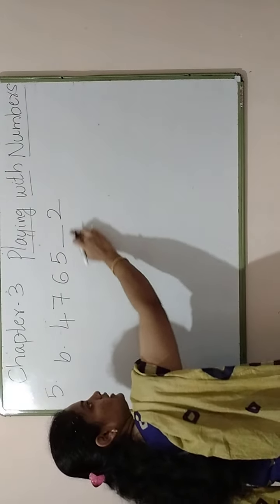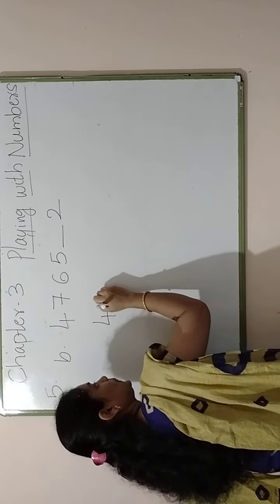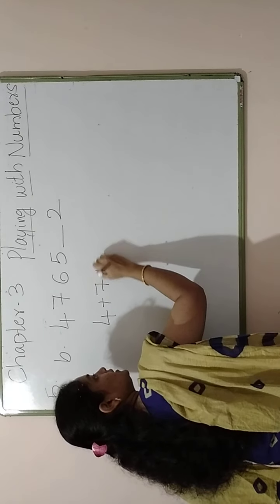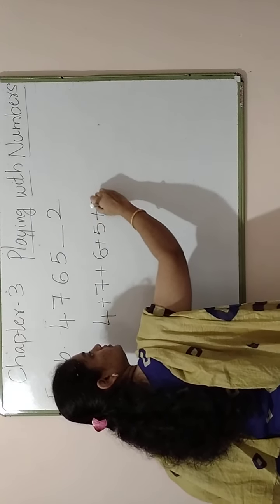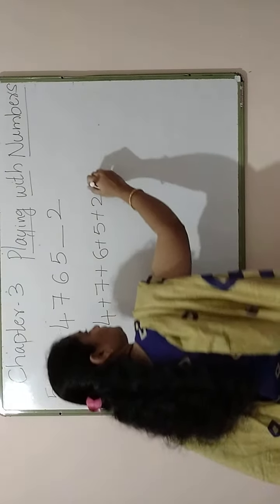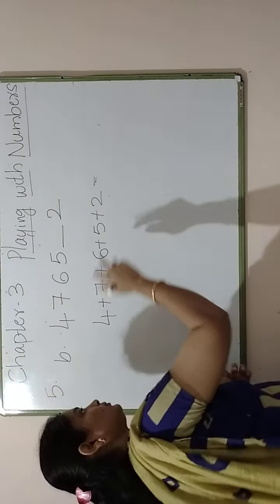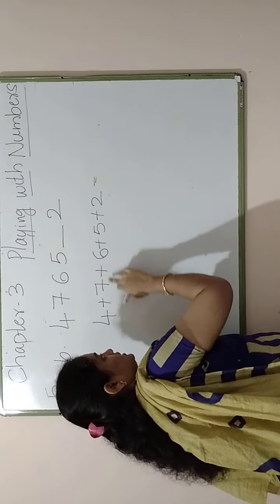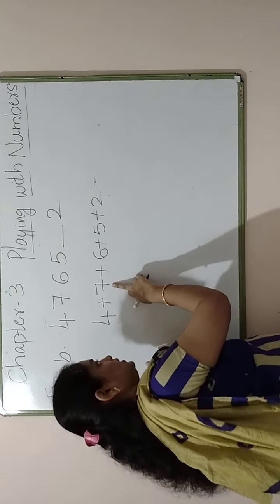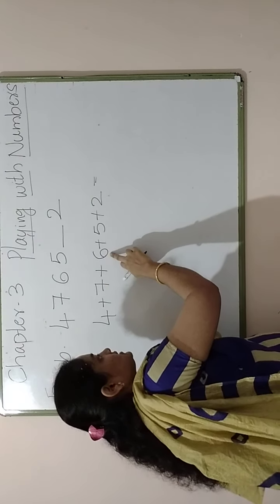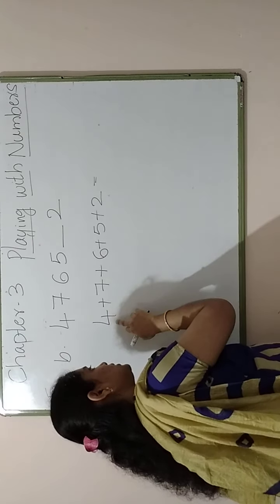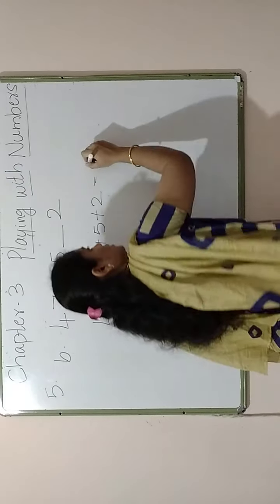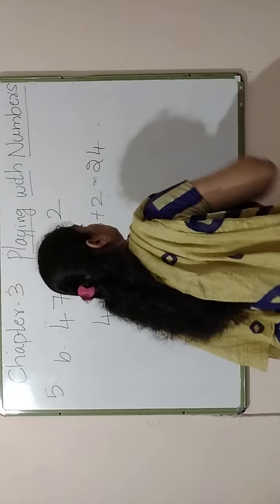So just take the remaining digits. Okay, 4 plus 7 plus 6 plus 5 and plus 2. Okay, add all these numbers. That is 5 plus 2 is 7. 7 plus 7 is 14. 14 plus 6 is 20. 20 plus 4 is 24. Okay. So this is 24.